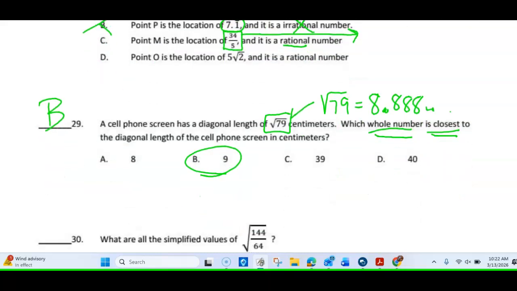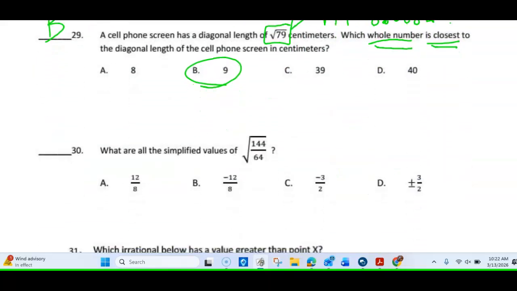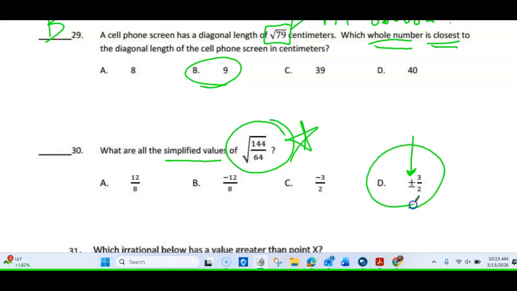The next one, what are the values of the square root? I'm going to put a star here. 12 over 8, negative 12 over 8, negative 3 over 2, and notice this has plus minus. Well, that's the only answer that makes sense because you have to have two solutions when you take a square root. So this answer is letter D.